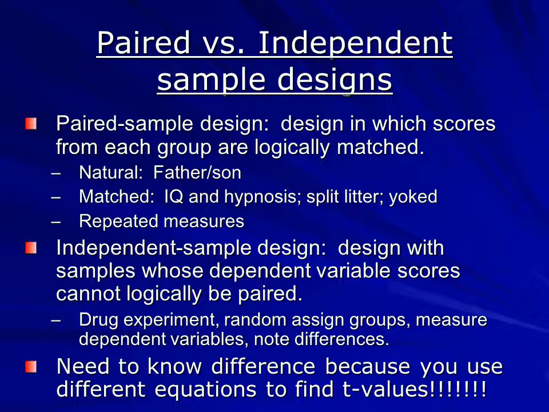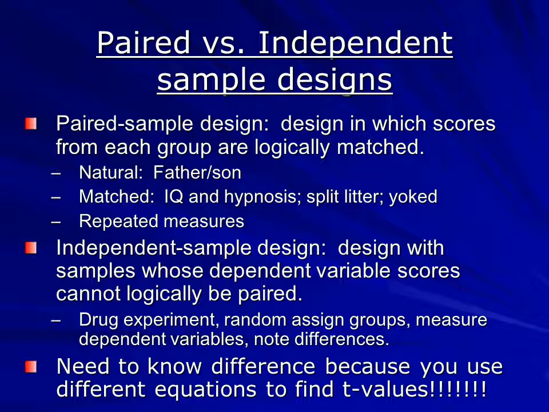So if you're in some sort of relationship, and those two individual people are in a relationship, then we would say that's a natural pairing. You can do matched. So what does this mean? When you purposely put people into groups based off of some sort of piece of information, then you say we're forcing a match upon that.